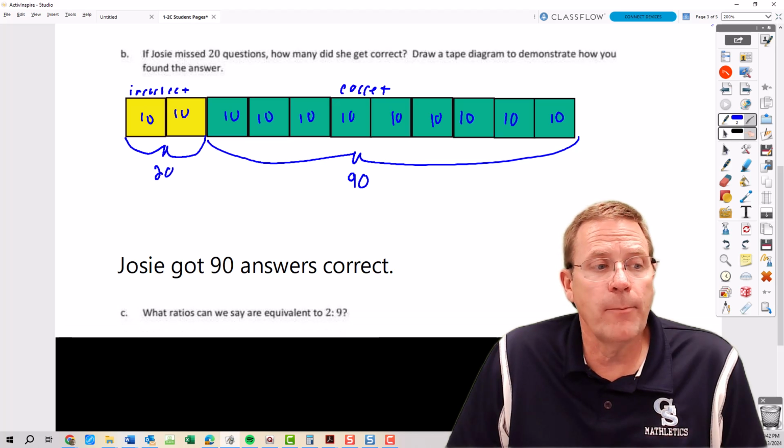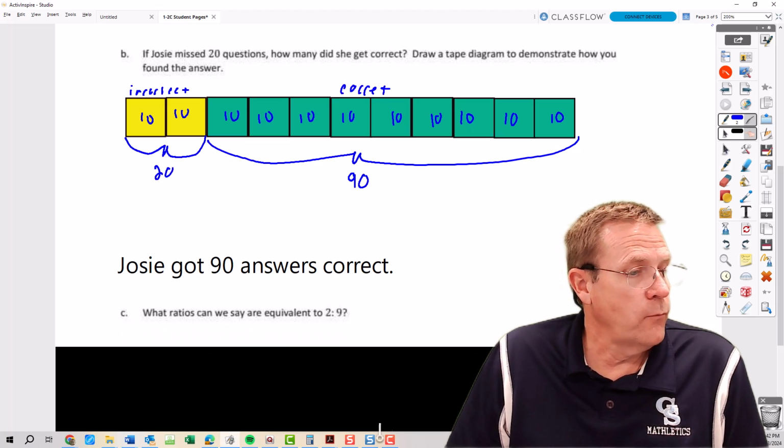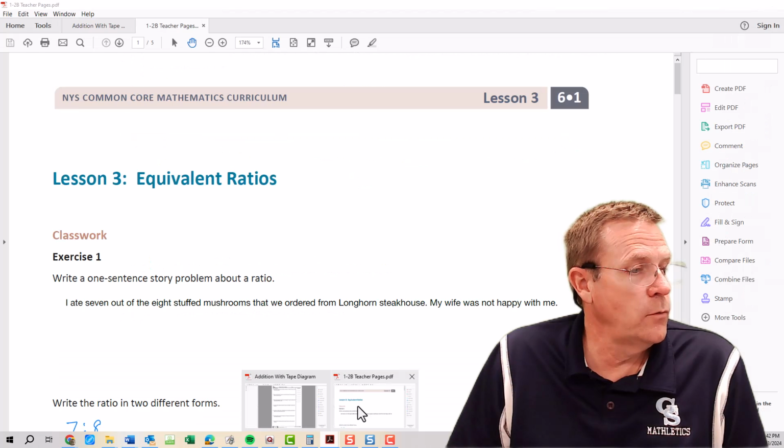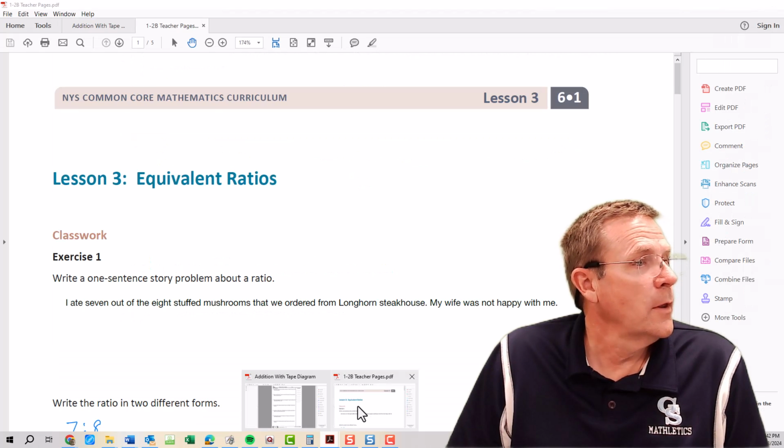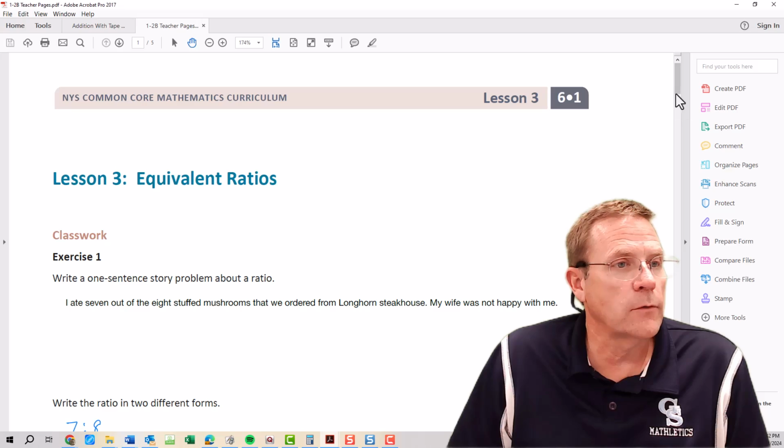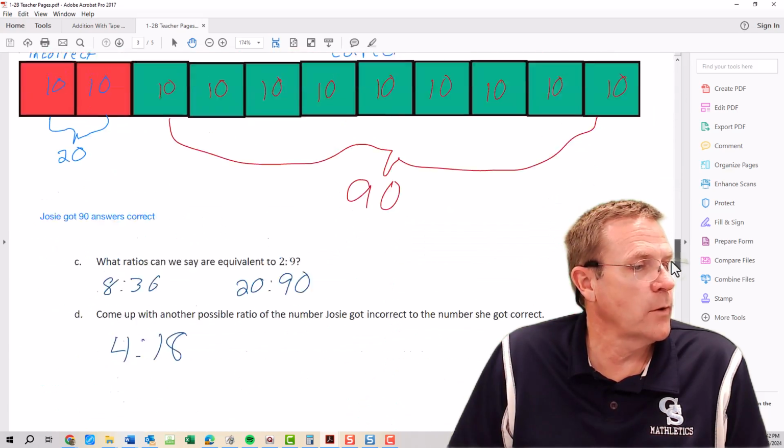That answered that part, but we are not done. For the rest of this, I'm going to jump over to where I worked it in GoodNotes, because it's a whole lot easier to see what we did. I don't want to have to rewrite it all.